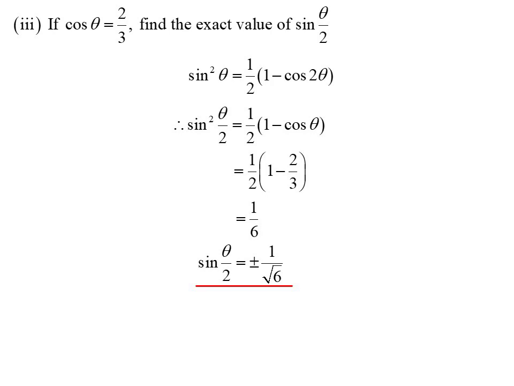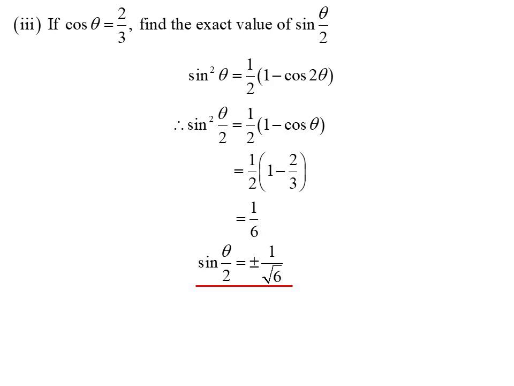You see, they've told me cos theta is 2 thirds. Perhaps that was in the fourth quadrant. And so when I halved it, I ended up with something that's in the... Oh, that'd still be positive though. Oh, what could it have been?